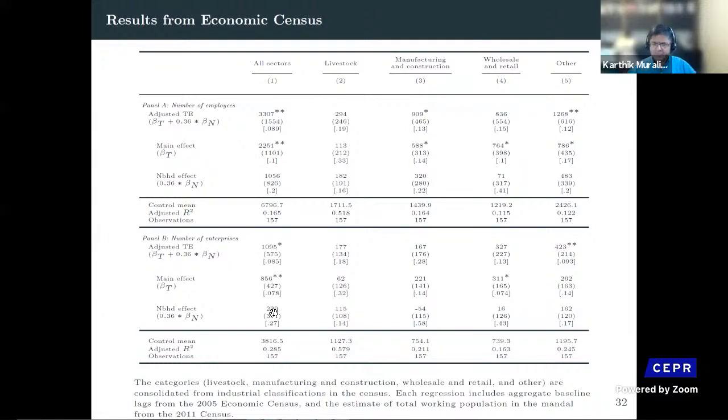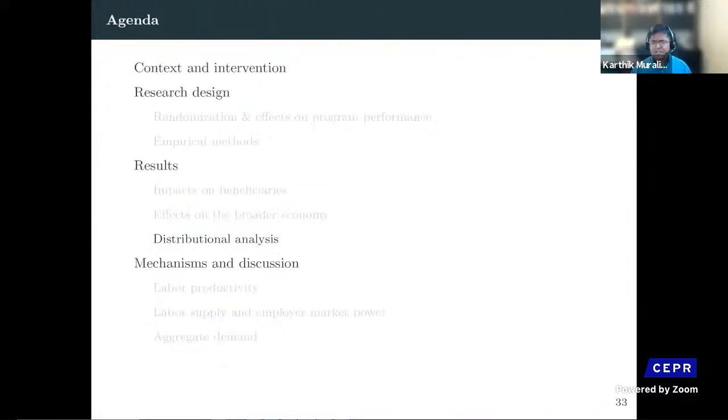Okay, so again, obviously the census and the survey data don't completely map to each other, but the most important outcomes are income and employment, and you see them both validated in these independent census data sets. Okay, so I'll come back to the firm size distribution later. And then here's the distributional analysis.